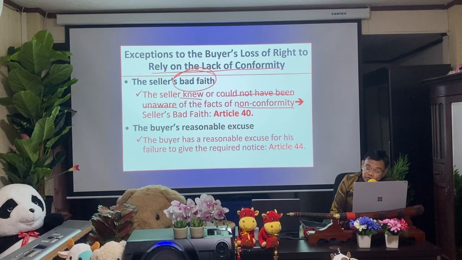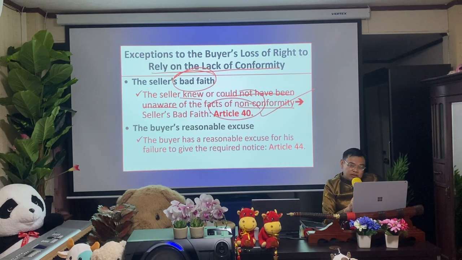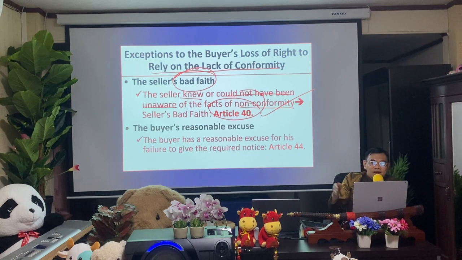But if the seller knew about it or could not have been unaware of it, that means the seller could be in a position to cure the lack of conformity in the first place, so the failure of the buyer to give notice of the lack of conformity should not deprive the buyer of the right to rely on the lack of conformity. So with Article 40 here, sometimes I use the word section rather than article, but I mean the CISG, and the CISG uses the word article, not section.